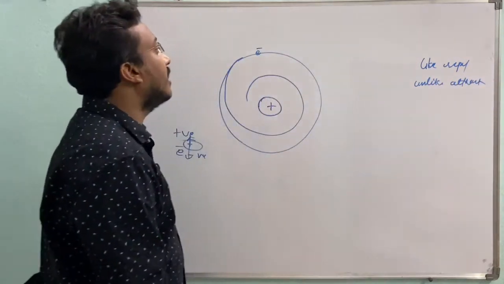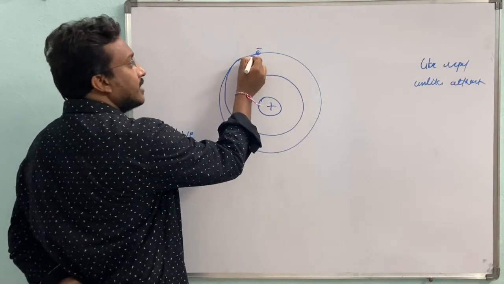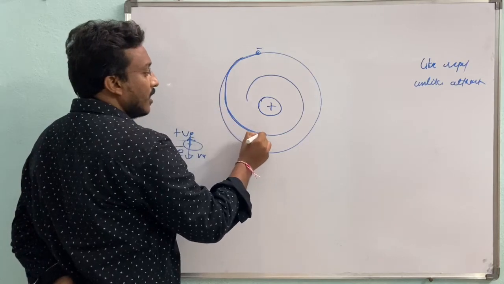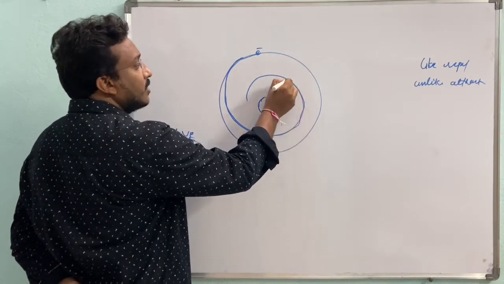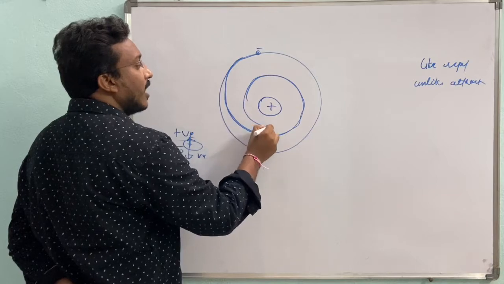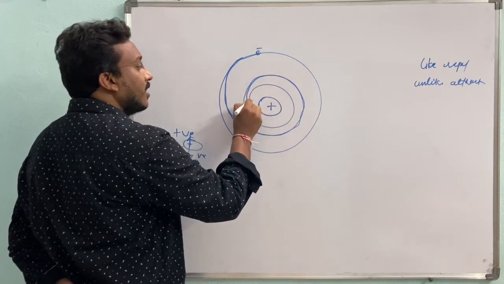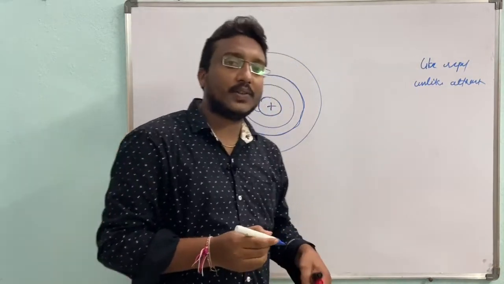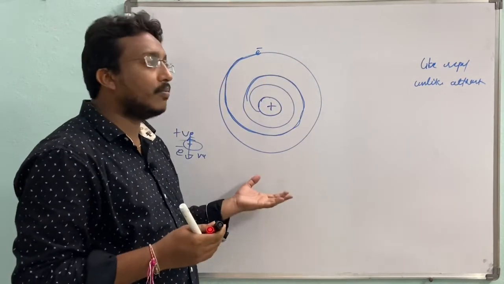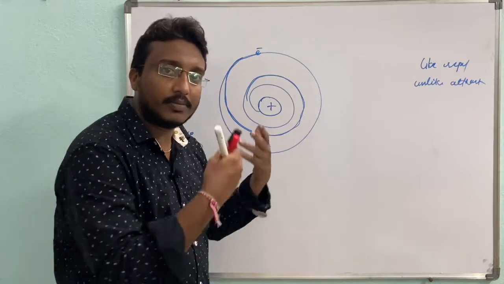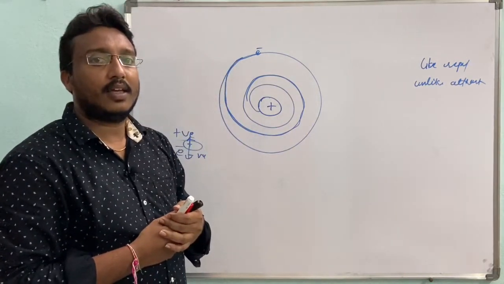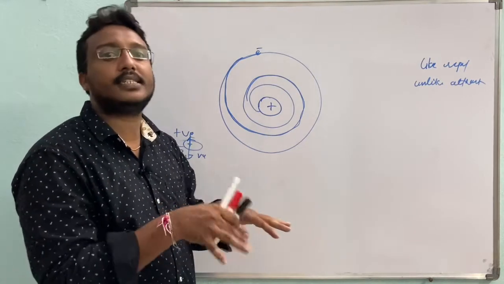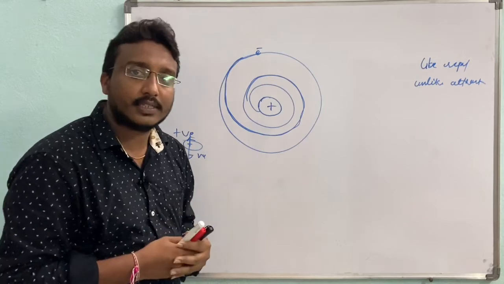Due to this reason, it loses its energy. While losing the energy, it comes towards the nucleus, and finally it falls into the nucleus, right? If it falls into the nucleus, then the atom becomes unstable. But if the atom is unstable, no matter will exist in the universe.